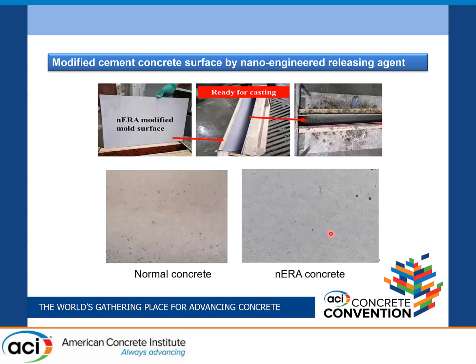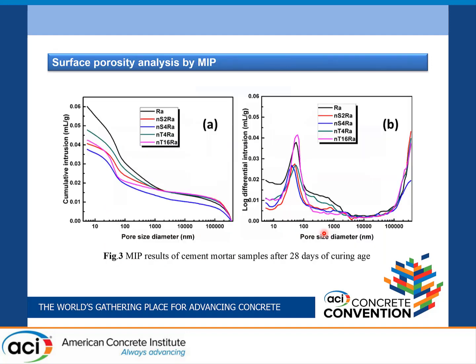Clearly it shows that the color of the two concretes is totally different. And also here we see that there are a lot of bug holes as compared to the modified releasing agent. So it shows that there will be some good effect on the concrete multifunctionalization. For this purpose, we did surface porosity analysis. For the porosity analysis, we cut from the surface to a depth of 2 millimeter, and we did this MIP test.